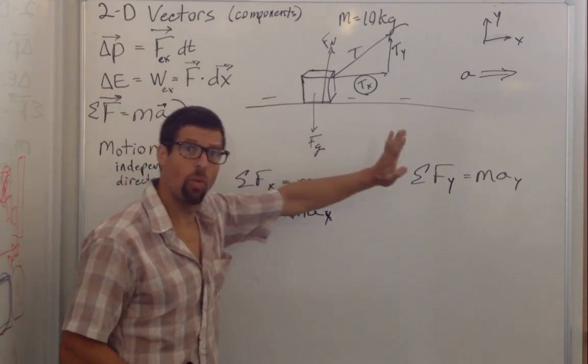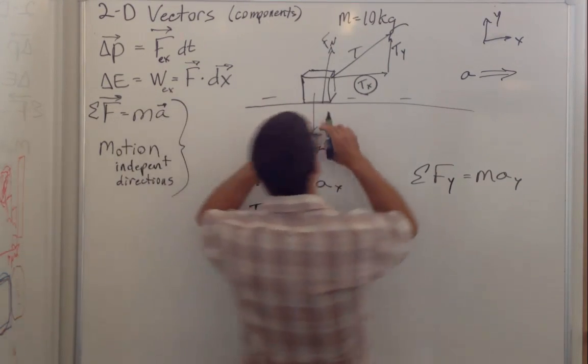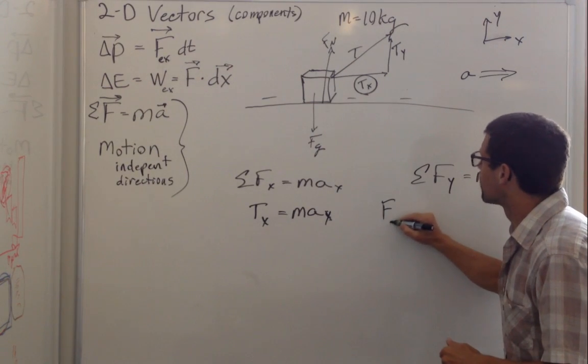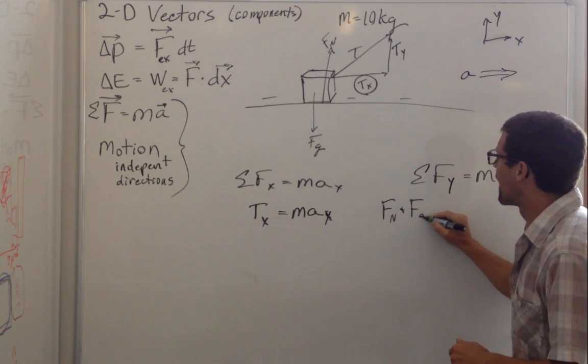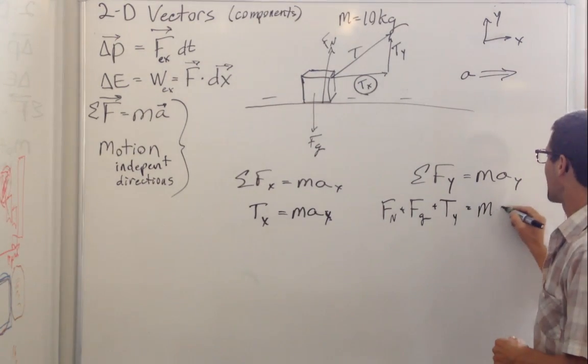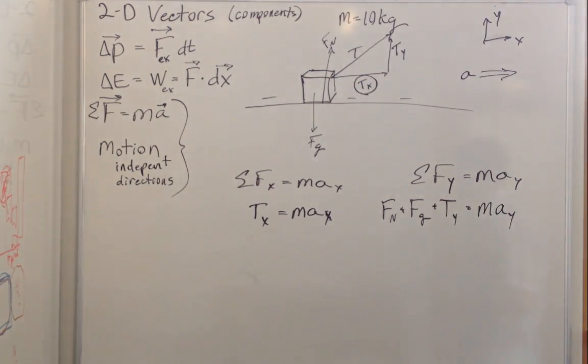And then we look over in the y direction. And we have 1, 2, 3 forces in the y direction. So we have force normal plus the force of gravity plus tension in the y direction equals mass times acceleration in the y direction.